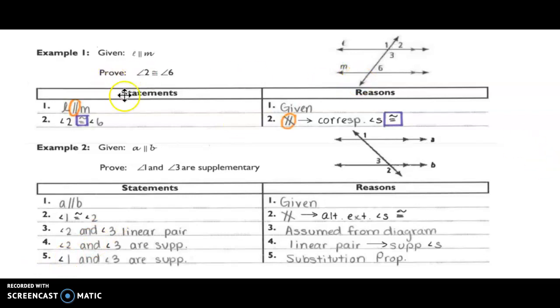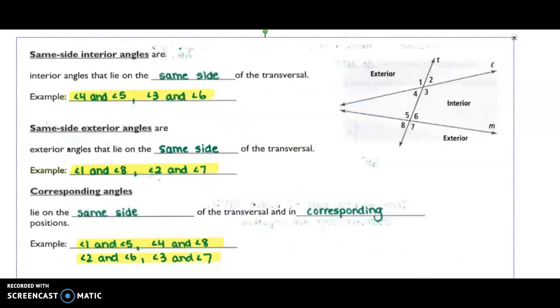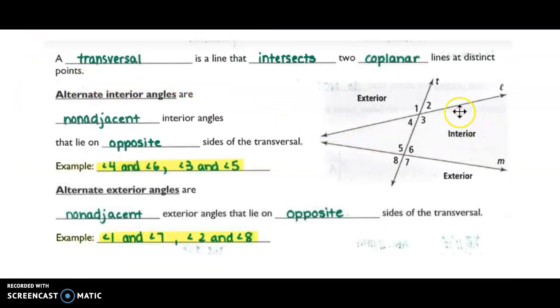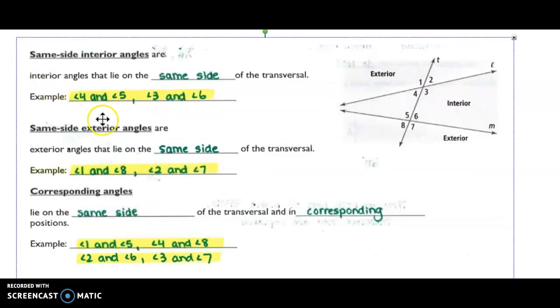One thing to mention is that when you have these parallel lines, there are different relationships that we talked about. Let me backtrack here a little bit. For parallel lines, alternate interior angles are congruent, alternate exterior angles are congruent, and corresponding angles are congruent. Same side interior and exterior angles, they are supplementary. But that's only if lines are parallel.